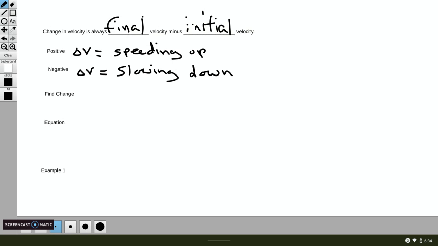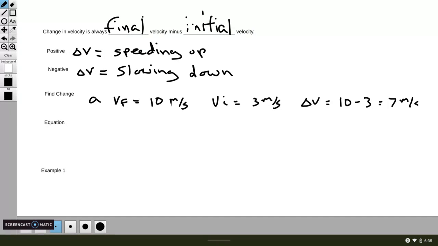Then I have two find-the-change-in-velocity problems for you. For A, I have two. So VF, which one do you think that would be? Final velocity or initial velocity? You're right, that's final velocity. I have it as 10 meters per second, and the initial velocity I have as 3 meters per second. We're supposed to find the change in velocity. This is no big deal. It's just final velocity minus initial velocity. So it's 10 minus 3, and we get 7 meters per second. When you subtract them, you just get meters per second.